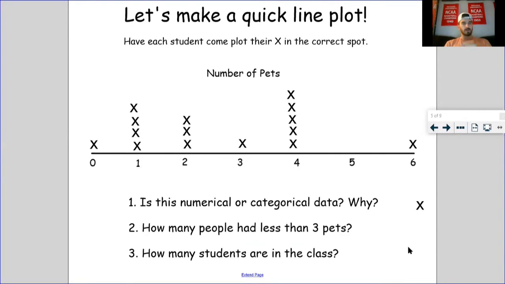All right, I got my answer. I'm going to double check. I got 15 the first time. 1, 2, 3, 4, 5, 6, 7, 8, 9, 10, 11, 12, 13, 14, 15. So if you got 15, awesome job. And you could come up with 1,000 questions based off of that line plot and basically any line plot that we look at.